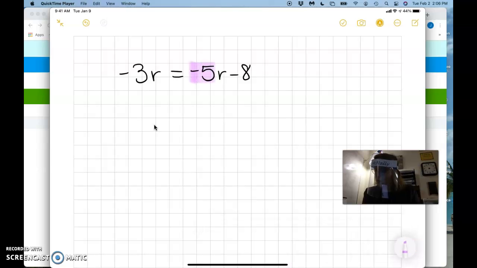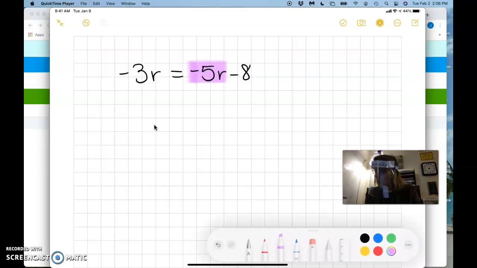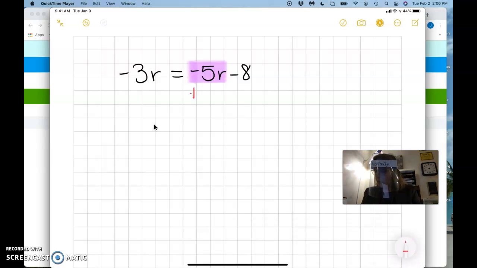Since this 5r is negative, I'm going to do the opposite, and I'm going to plus 5r. And whatever I do to one side, I have to do to the other. So I'm going to combine my r's on this side. So -3r plus 5r is 2r. And then those r's on that side canceled out, and I'm just left with -8 on this side.